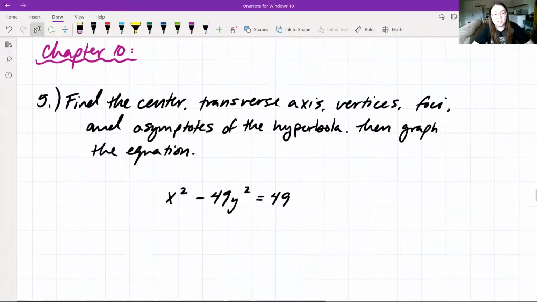All right. So chapter 10, a reminder, chapter 10 has 2 problems. Same thing with chapter 11, it also has 2 problems. So number 5 and number 6 will both be from chapter 10.